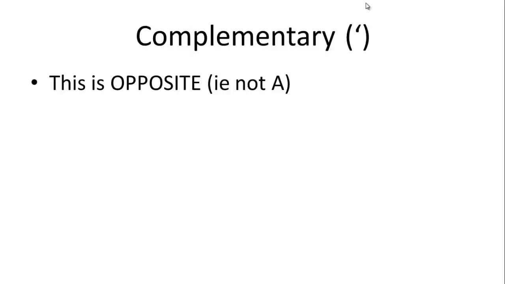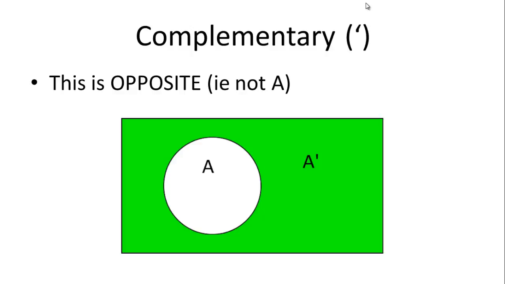We also have complementary. It's represented just by a dash to go along with the letter, and this is the opposite. So if A is the circle, A's complement is everything outside of the circle. And you see A complement here being everything that's green.